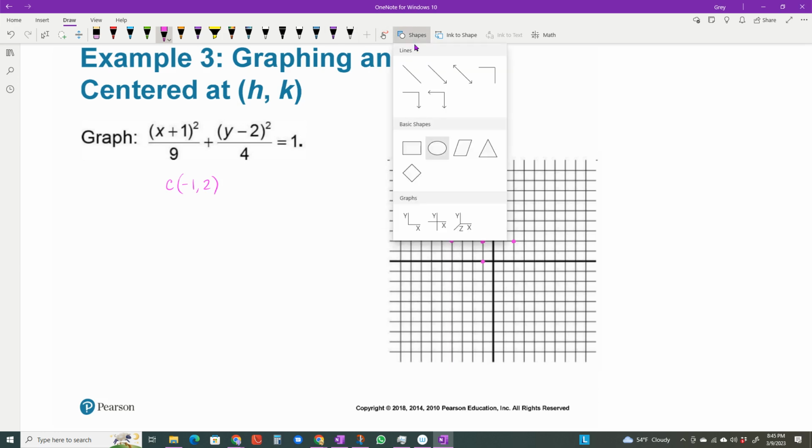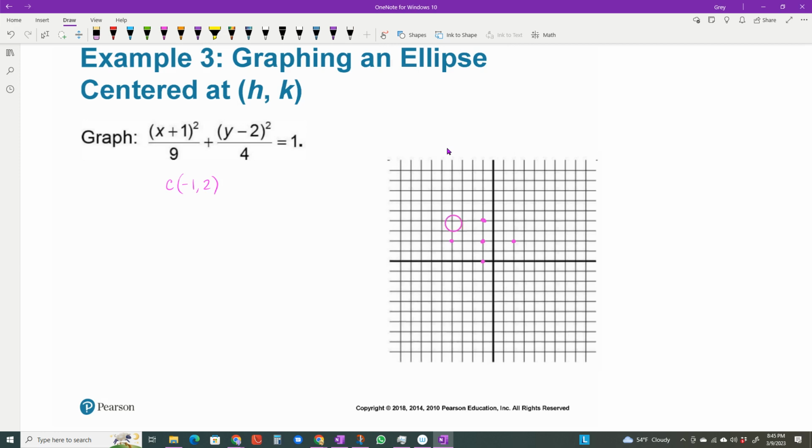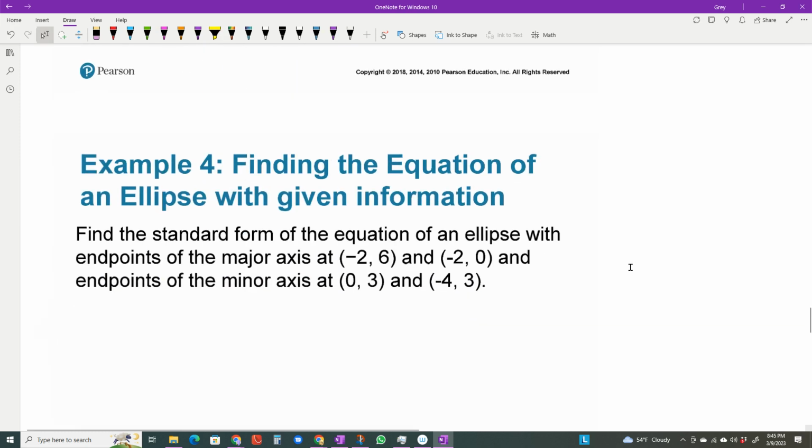And then I'm going to graph it. Now, as I'm doing this, you should try to know which one's going to be your vertices and which one is going to be your co-vertices. Your vertices are always on the longer axis. So that means that these are my vertices and these are my co-vertices. Okay, we're going to go backwards off of the center.